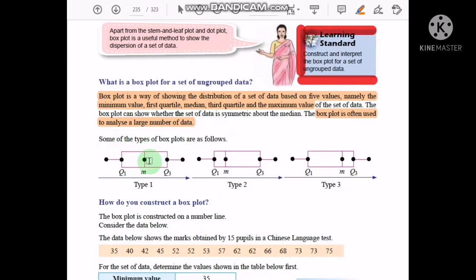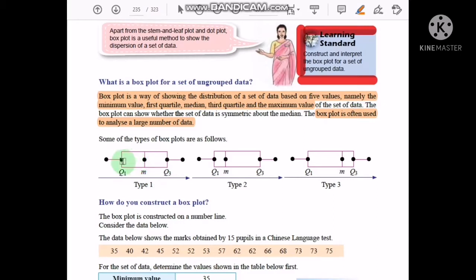This shows some types of box plot. The first type has Q1, Q3 and M. Q1 represents the first quartile, Q3 represents the third quartile, and M represents the median. The median is also known as the second quartile. Okay, and then type 2. For this one, as you can see, the median is exactly in the middle between Q1 and Q3.